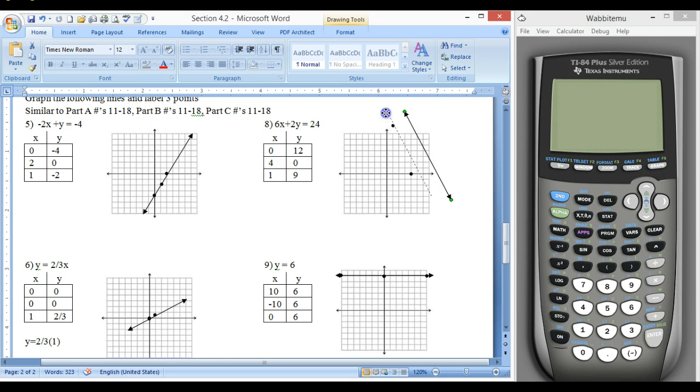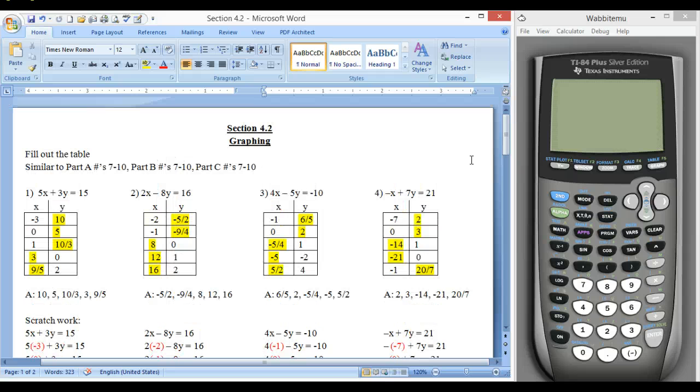Now we can fix this by changing the direction. There we go. Now that one's fixed. And now that's it for part 1 of section 4.2 on graphing. If you have questions, contact me and good luck on your homework.